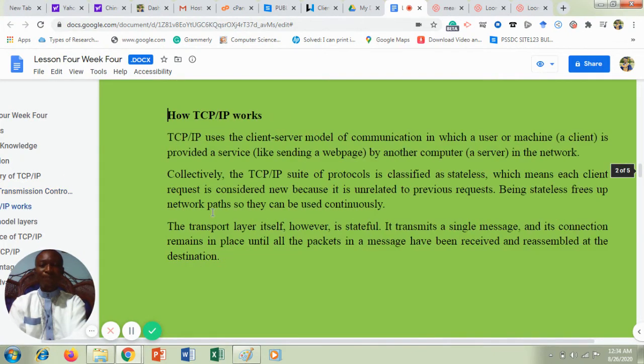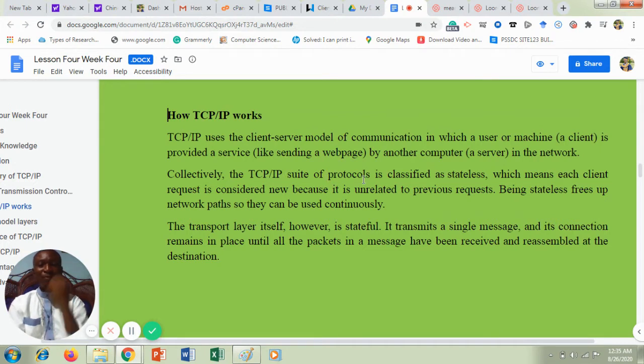How does it work? TCP/IP uses what we call the client-server model of communication. That is, the sender sends something and it passes through protocols before it gets to the receiver. It's this kind of model in communication.